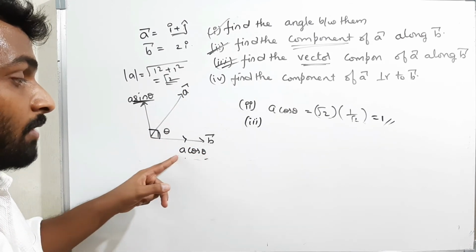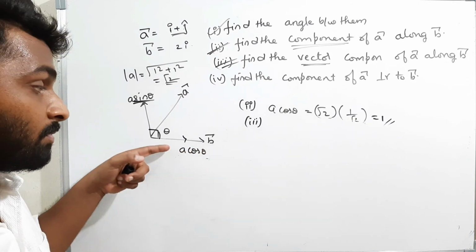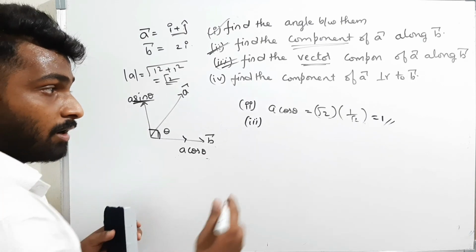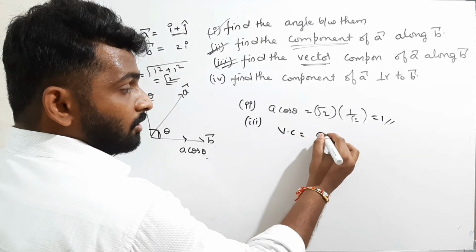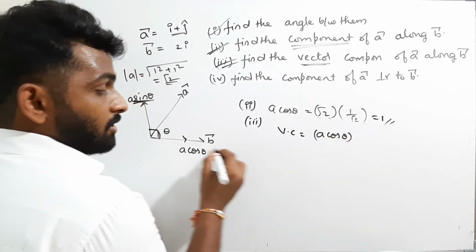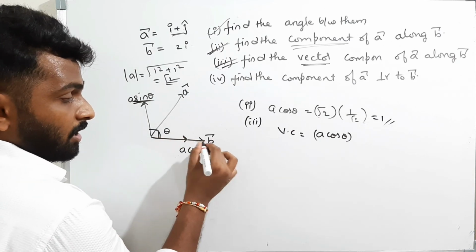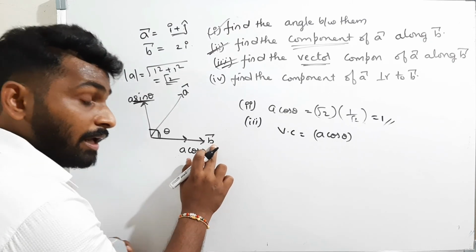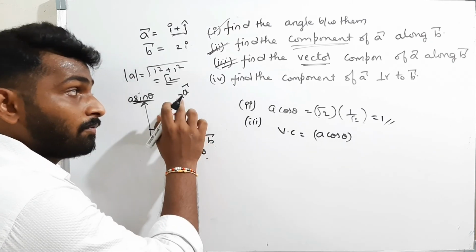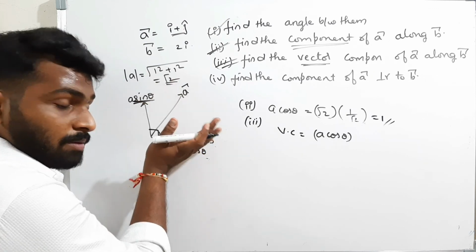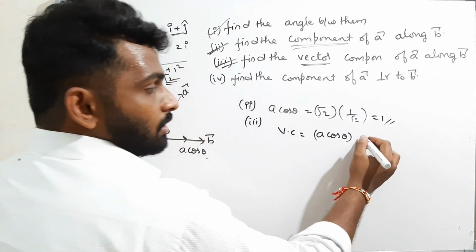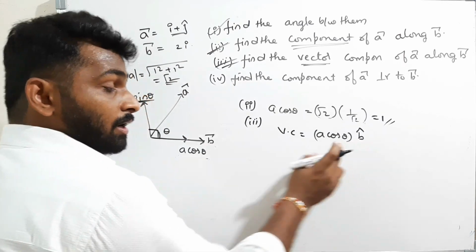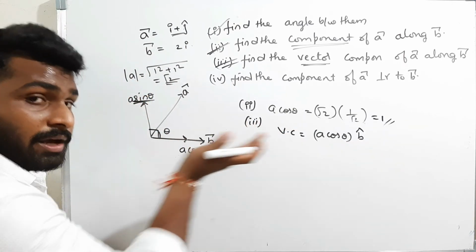That is A cos theta. Now I need the direction also. What is the direction? This A bar along B bar, the direction is nothing but the B bar direction. Therefore I can write the vector component, the magnitude is A cos theta. What is the direction? I don't know the direction, therefore I can take it as B bar. The direction of B bar is nothing but the direction of A bar along B bar. Therefore I am taking it as B cap, where B cap is the unit vector along B bar. I will get only direction.